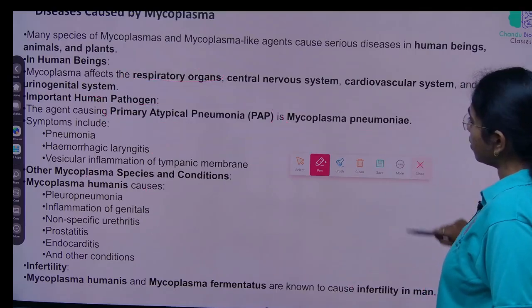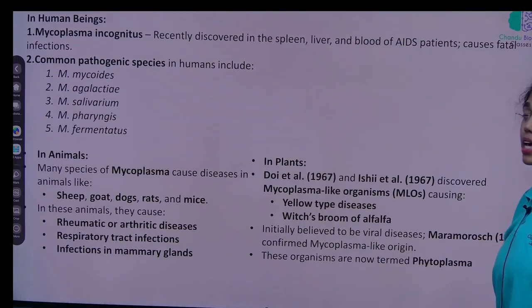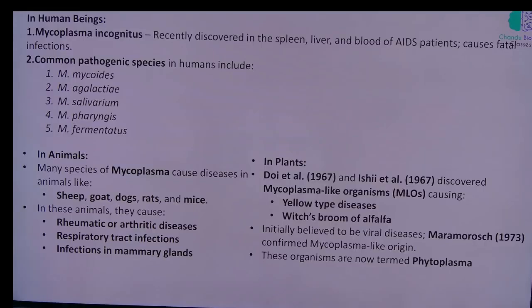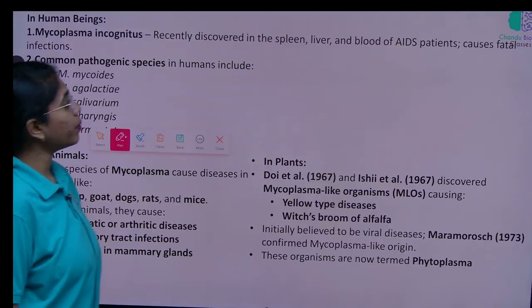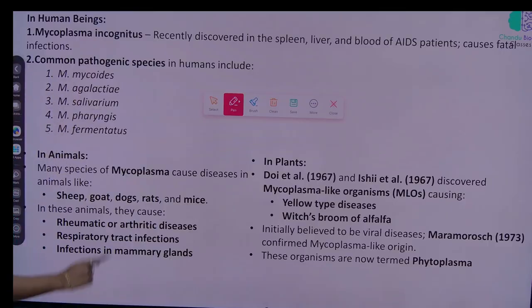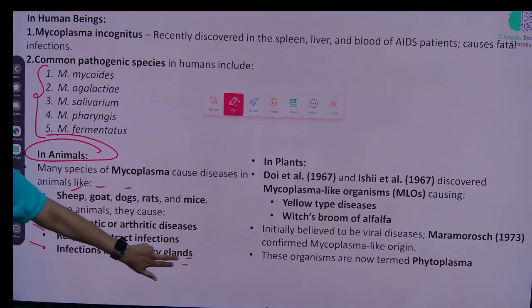Now, in human beings, Mycoplasma incognitus. Recently, this was discovered in the spleen, liver and blood of AIDS patients, which causes infections. What are the common pathogens in humans? Just take a note of it. And in animals, Mycoplasma will cause diseases in sheep, goat, dogs, rats and mice. They can be rheumatic arthritic diseases, respiratory tract infections and infections in mammary glands.